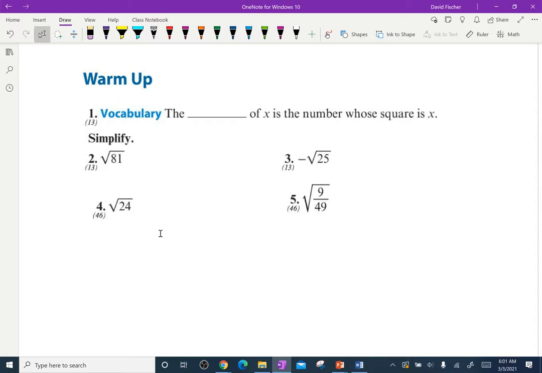And then last week we tried finding the roots without graphing, by factoring. So we're going to show another strategy today by taking square roots. And in order to do that, you need to do square roots. All right, so do your warm-ups here really quick.